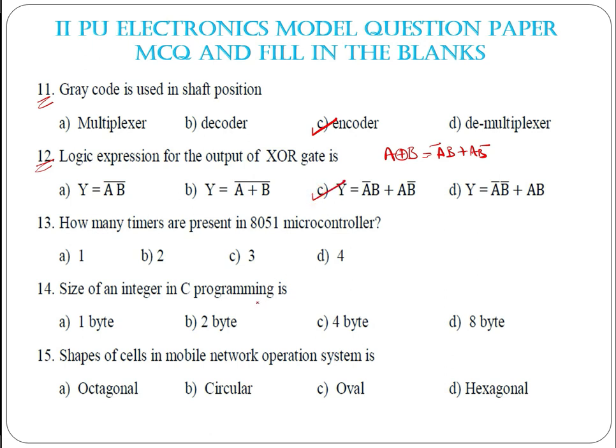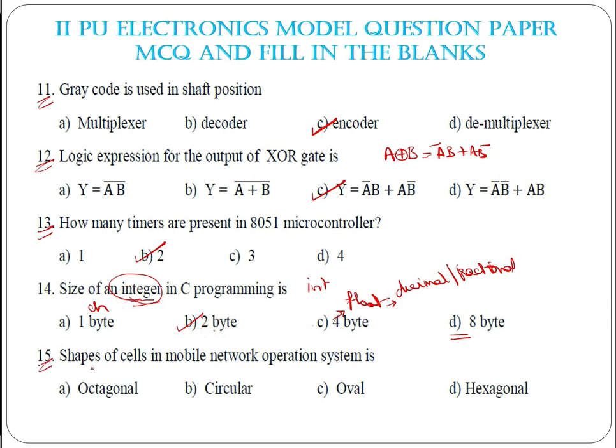This is option C. How many timers are present in 8051 microcontroller? It is 2 timers. Size of an integer in C programming is. Integer is what we represent as int. Int takes 2 bytes. Character takes 1 byte. Float takes 4 bytes. Float is decimal numbers or fractional numbers, points. Fractional means points. Then 8 bytes is for double precision. It is asked integer, so it is 2 bytes.